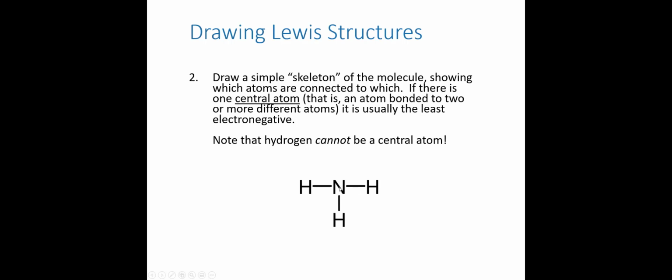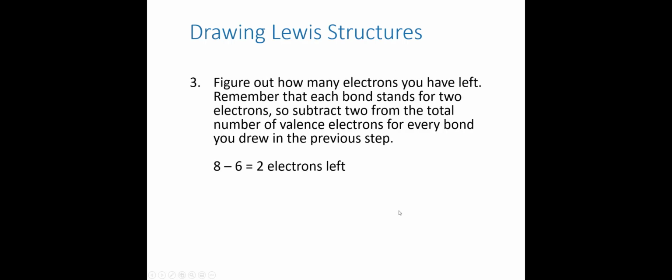Notice I did not go nitrogen to hydrogen, hydrogen to hydrogen, hydrogen to hydrogen. That would have been wrong. So the way the formulas are written, NH3, it's always assumed that all the atoms that come after the nitrogen belong to that nitrogen. Now we have to do some math, or accounting.